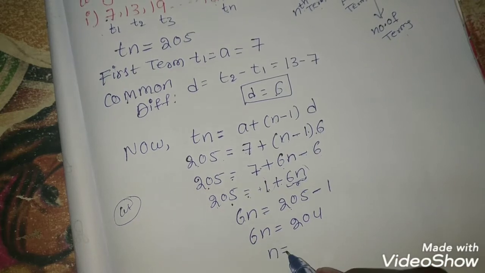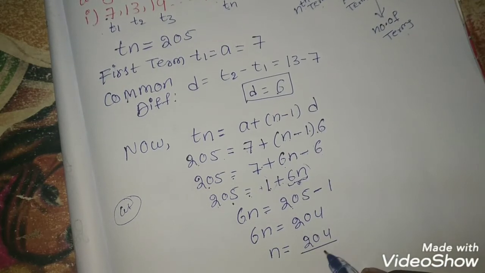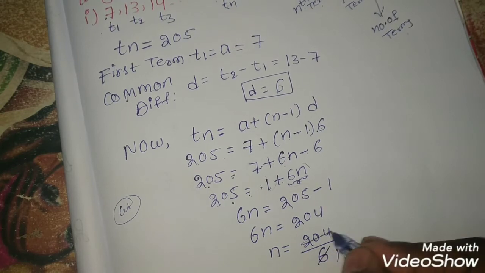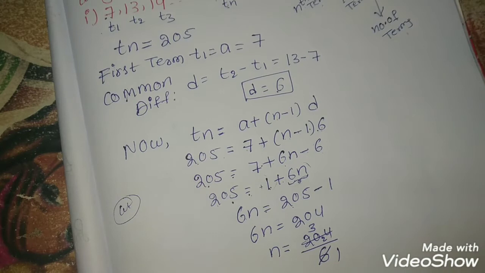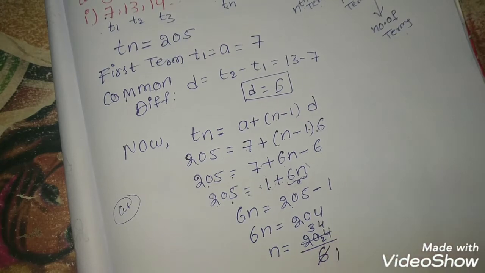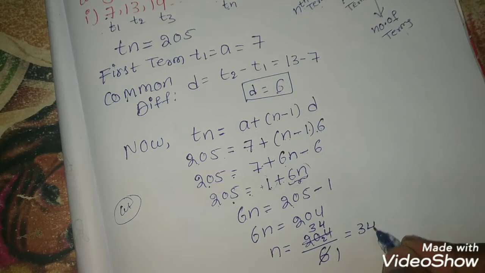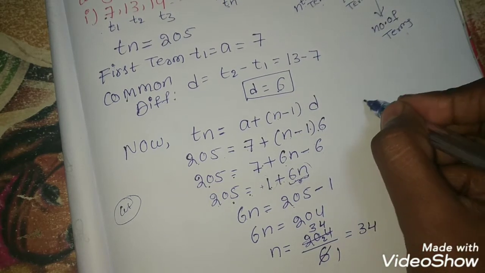And what is n here? 204 divided by 6. So what we get here? 6 ones are 6, 6 threes are 18, remaining 2 is there. So we get 24. And in the 6th table, where do we get 24? Of course, 6 fours are 24. And what is the n here? n is 34. So write down the conclusion here.